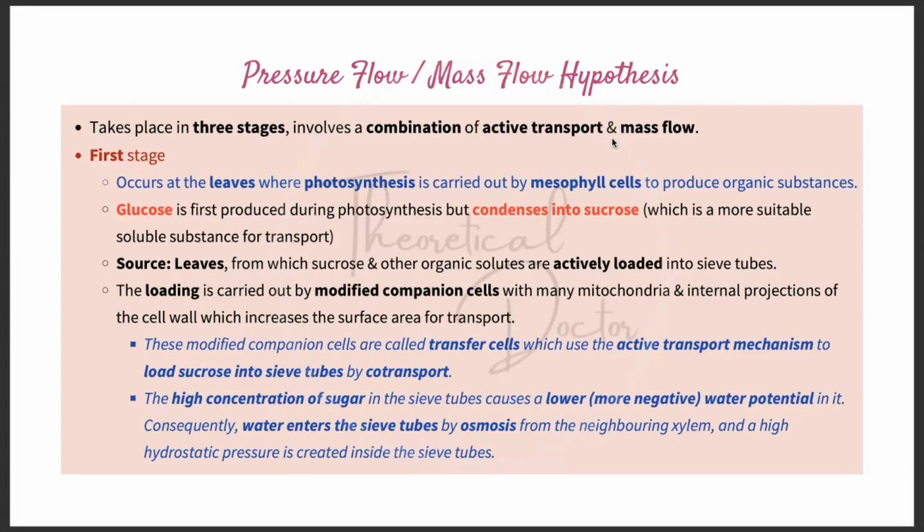So first glucose is produced, but after that it condenses into sucrose because it's more suitable to be transported in the plant. So the source would be the leaves. That is where phloem loading occurs.